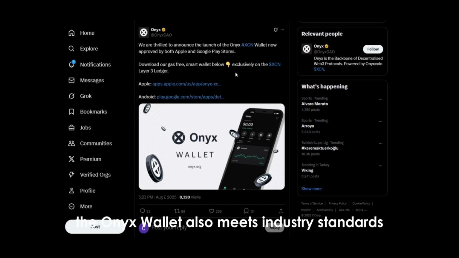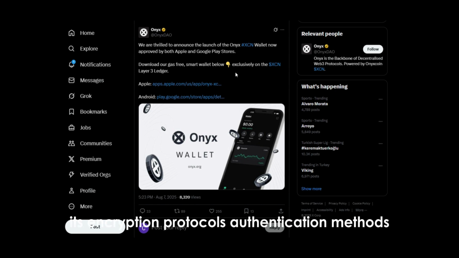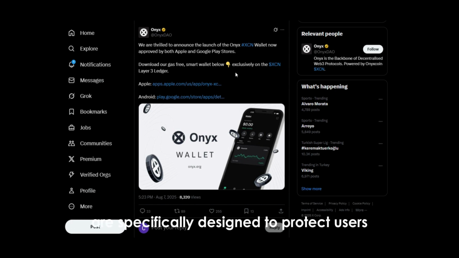Security-wise, the Onyx Wallet also meets industry standards. Its encryption protocols, authentication methods, and backup options are specifically designed to protect users' assets from potential threats. Given the chain team's experience and technical expertise, it's safe to say that Onyx Wallet offers a level of security that goes well beyond that of a typical mobile wallet.